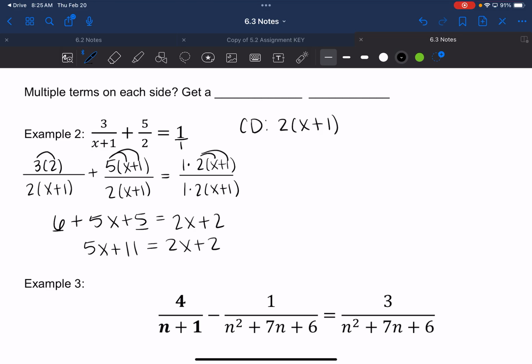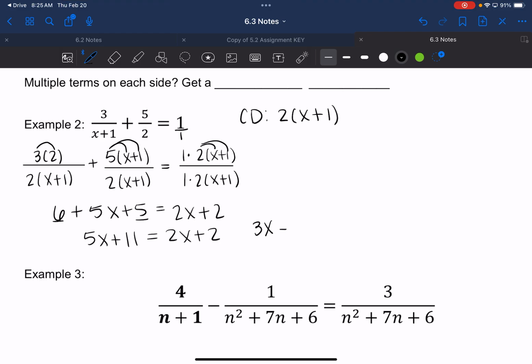All right, so I'd probably want to move all the x's to the same side. If I move that 2x over, I'm going to have 3x, right? And if I move the 11 over with the 2, it'll be equal to -9, right? So what do we get for x here? -3. So x equals -3.